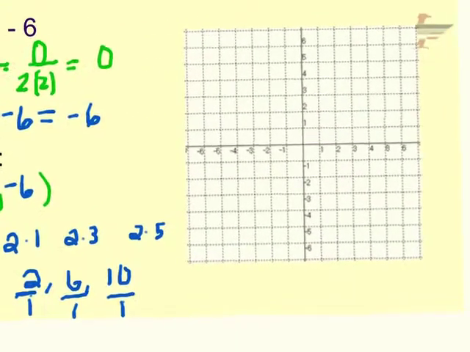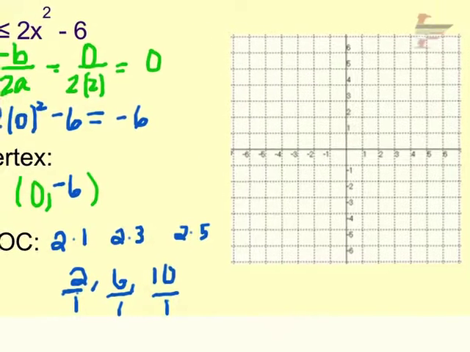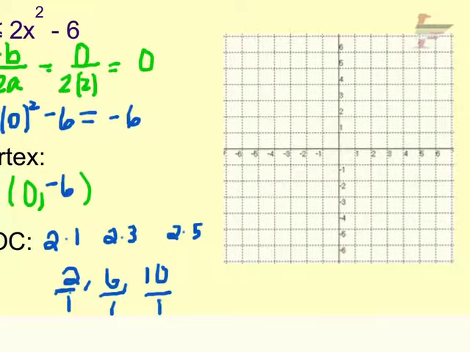Okay, so let me zoom in on the graph here. What did we say the vertex was? 0, negative 6. So here's our vertex. And then our pattern, I'm going to go up 2 over 1. Up 6, 1, 2, 3, 4, 5, 6 over 1, and up 10 over 1 is off the graph. But here's what we have going on.